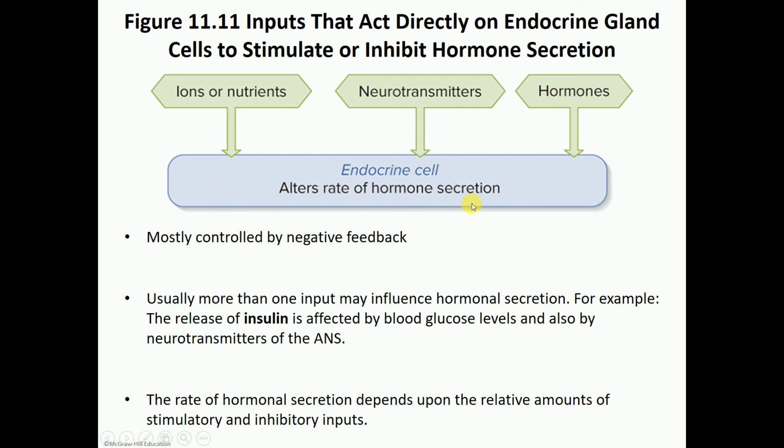So here you can see that endocrine cell, and it will be affected either by the levels of different ions or nutrients, levels of neurotransmitters, or the levels of other hormones. Okay, and we'll give examples for all of these as we go. Most of them are controlled by negative feedback. So let's give an example of an ion or nutrient that could affect your endocrine cell secretion. So for instance, an ion, for example, potassium.